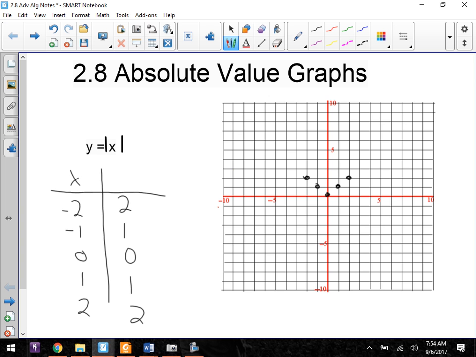What do you think occurs past those dots? They just continue, and it creates a V. Absolute value graphs create V's.